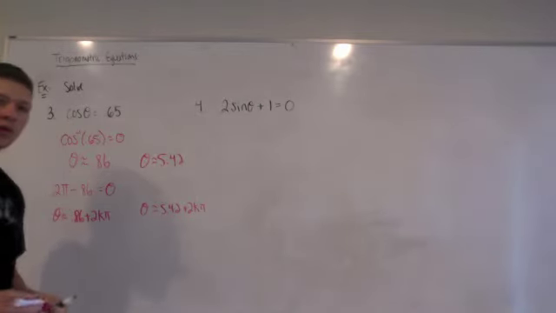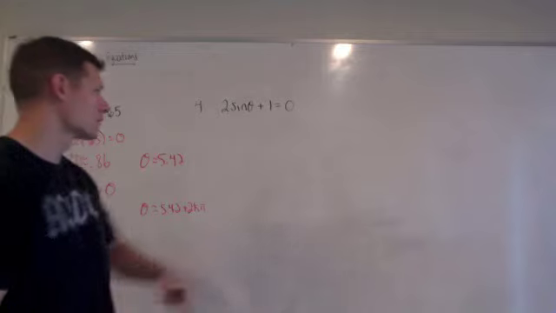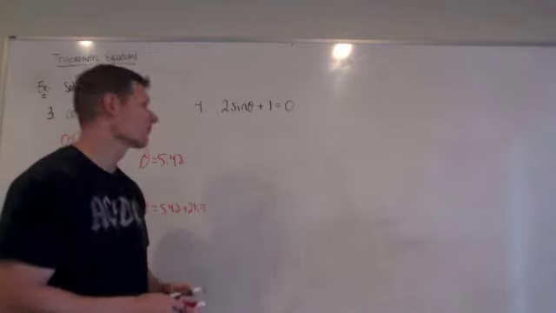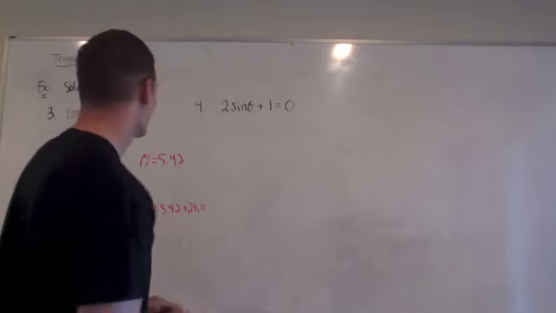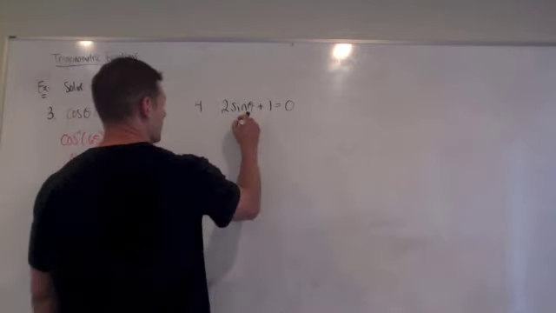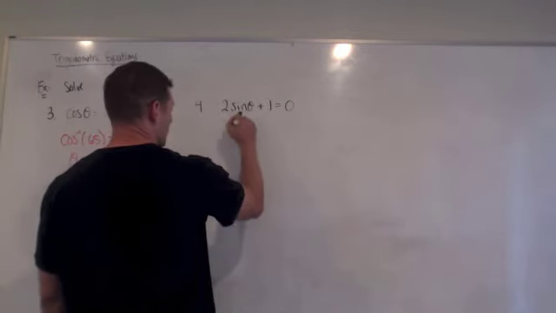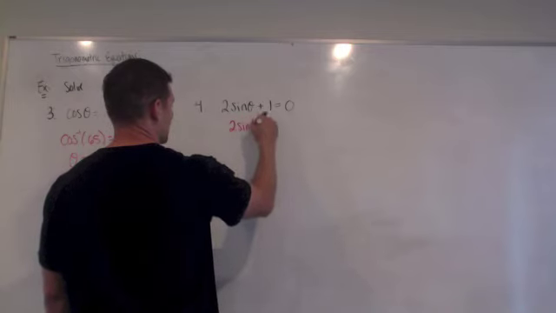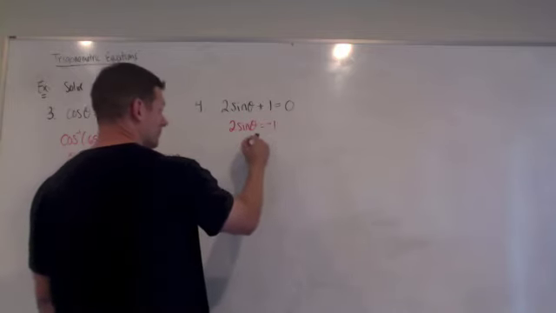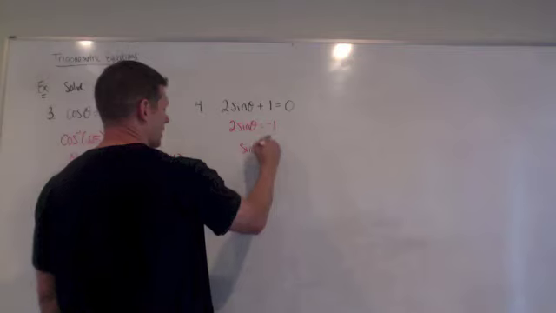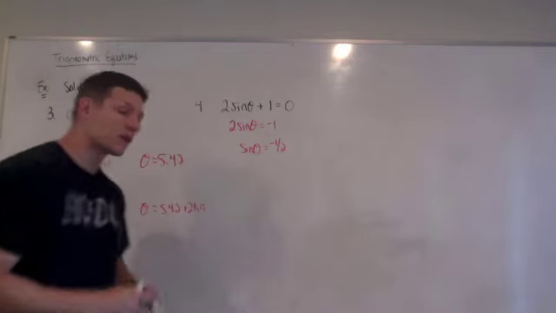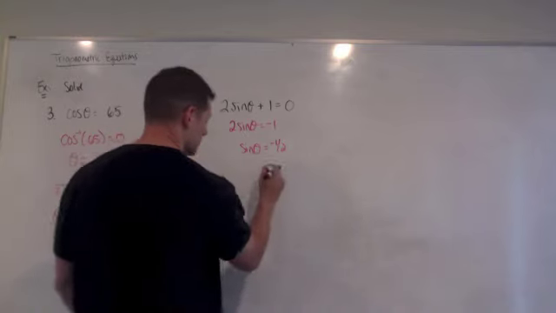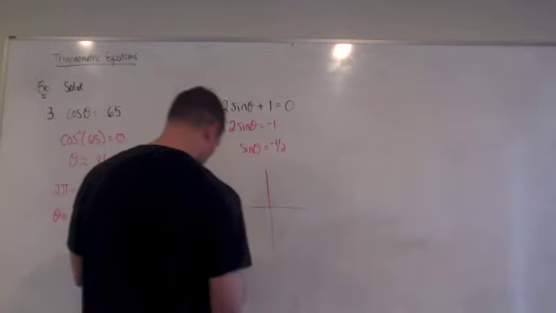Now on number 4, what I did is I dressed it up a little bit, made it look tougher than it actually is. The way you do that is you simply solve for sine theta first. If I solve for sine theta, subtract 1, I get 2 sine theta equals -1. Therefore, sine theta equals -1/2. That is one of our special values. We go back to our triangle, or back to our unit circle.